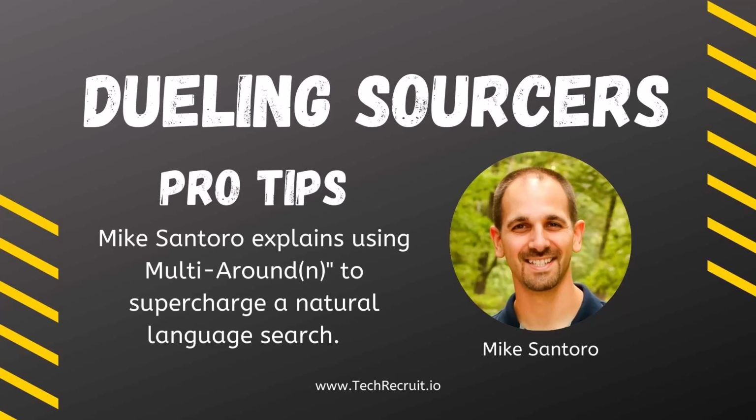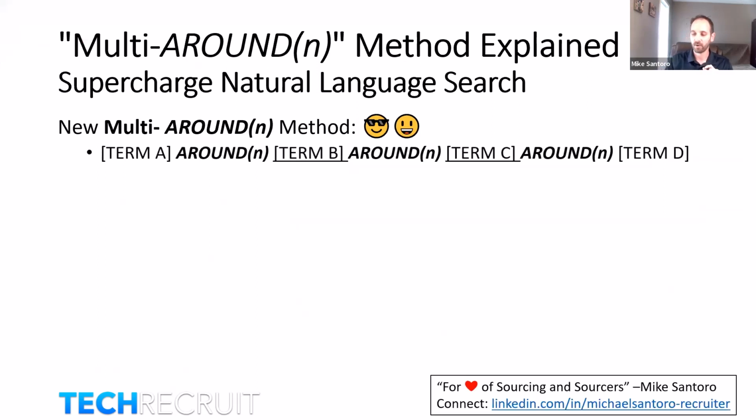But here's what's cool, guys. With multi-around, you can take term A and link it to term B, then take term B and link it to term C, and then take term C and link it to term D.